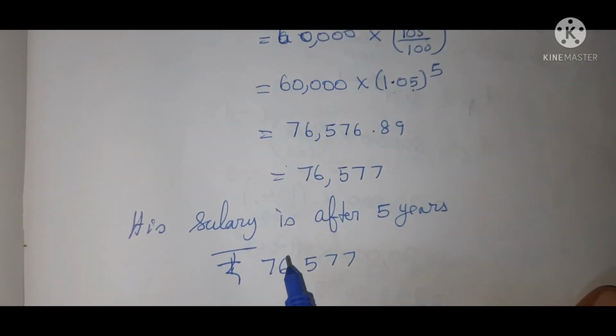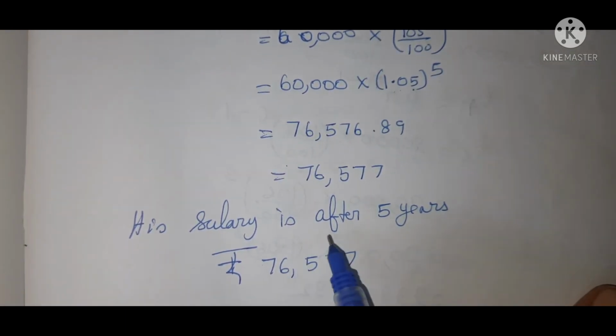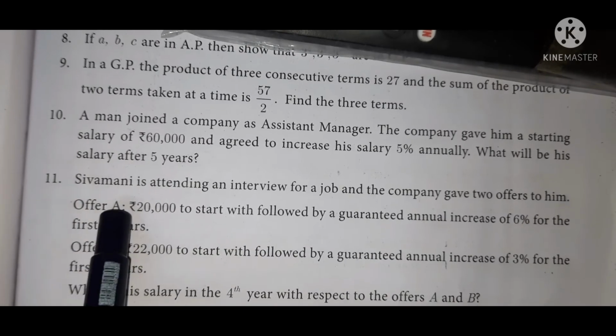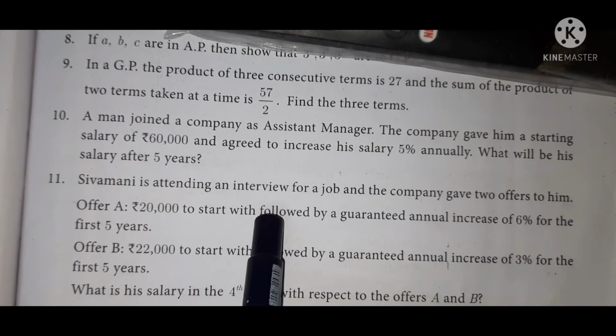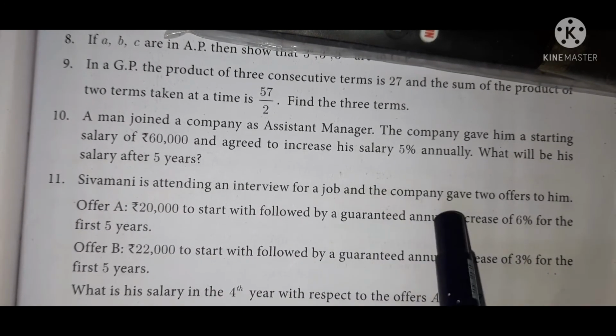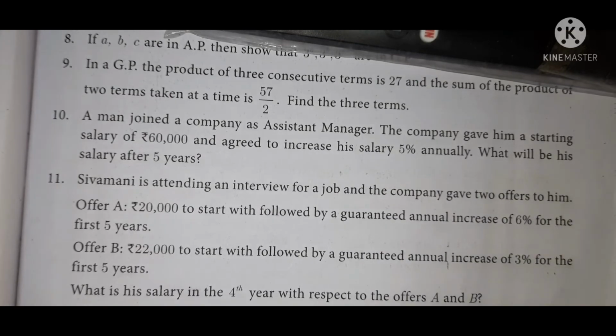His salary after 5 years is rupees 76,577. 11th sum. Sivamani is attending an interview for a job and the company gave 2 offers to him.